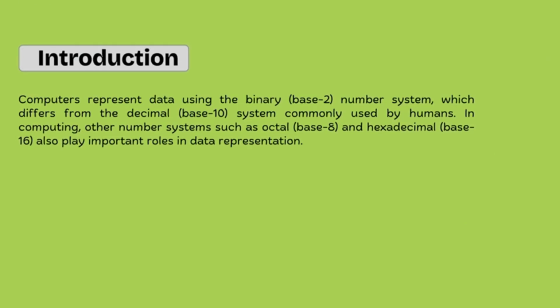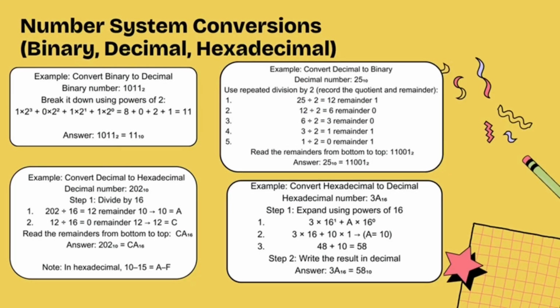Chapter 5, Machine Level Representation of Data. Computers use the binary system, 0 and 1, to represent data, unlike humans who use the decimal system, 0 to 9. Computers also use octal, base 8, and hexadecimal, base 16, to make data easier to read and work with. To convert binary to decimal, we multiply each digit by powers of 2 starting from the right. To convert decimal to binary, we divide the number by 2 repeatedly and write down the remainders. Then we read the remainders from bottom to top.